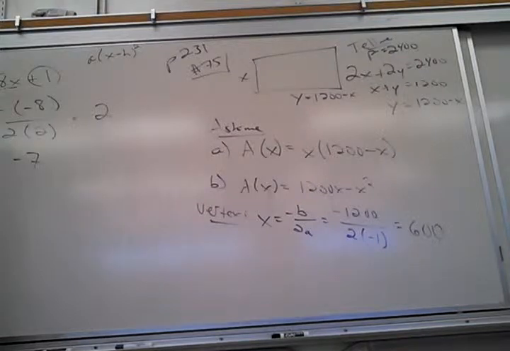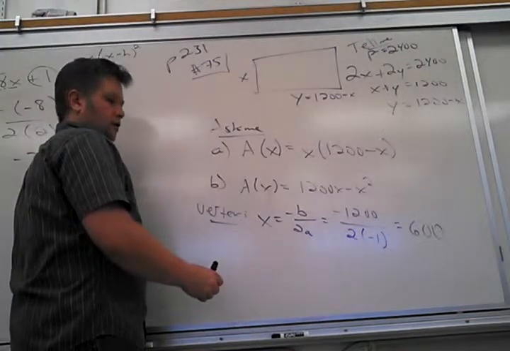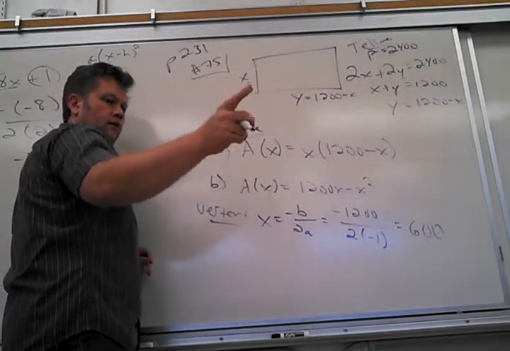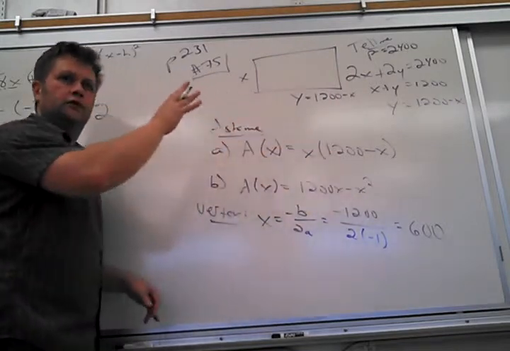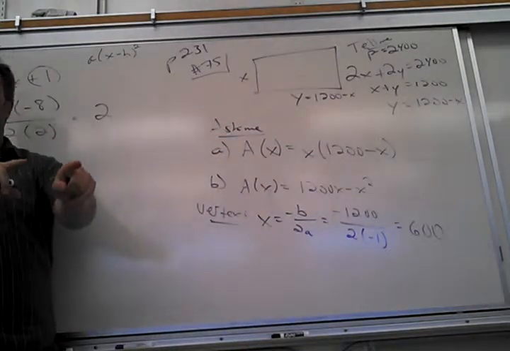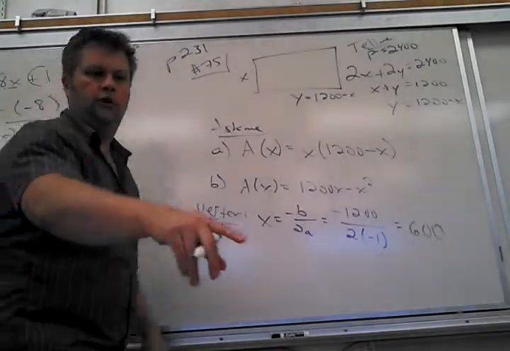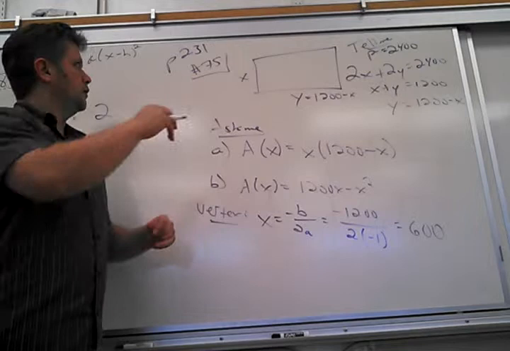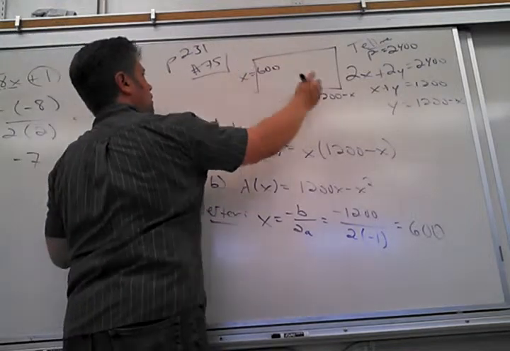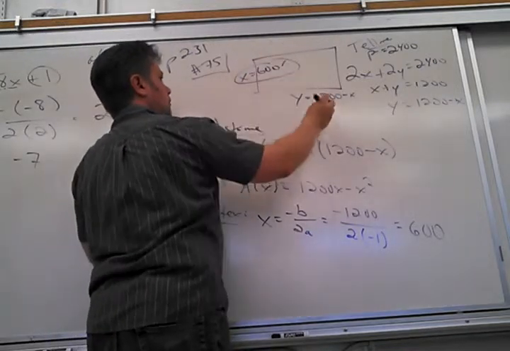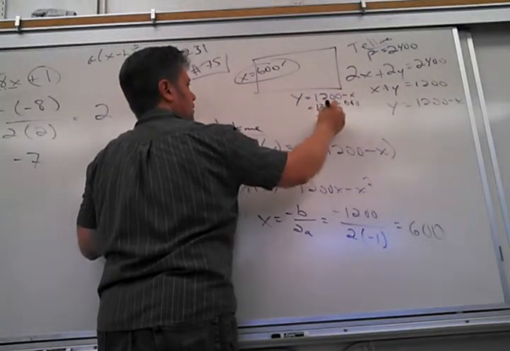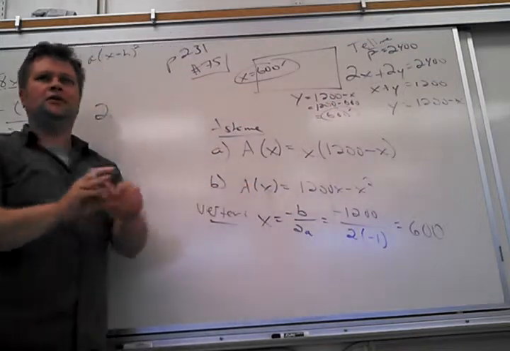And then, well, what does that mean? So you plug 600 in for x in the function? If they asked me for the area, and sometimes they would, I would plug it in here to see what the area is, right? But what do they actually ask me for? The dimensions, meaning the length and the width. So if x is 600, what's y going to be? 1200 minus 600. How's that a rectangle? This would say 600.